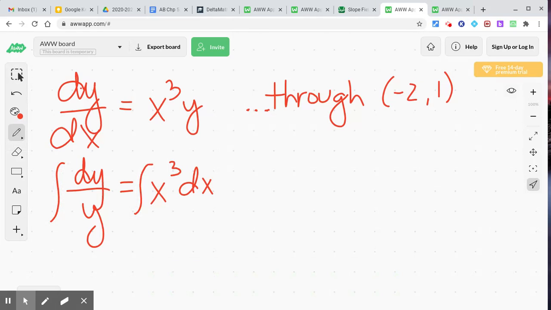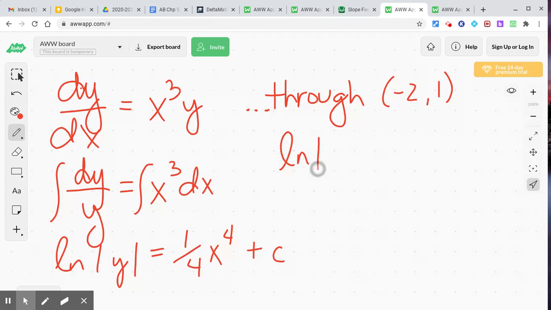On the left, I take the antiderivative with respect to y. I get the natural log of the absolute value of y equals, on the right-hand side, 1/4 x to the 4th. And remember, I'm going to put a plus c in on the independent variable side. So there's my general solution. Before I solve this for y or do anything else, I'm going to put in my x and my y right away. That's actually a spot where you can get some points on your AP test, just by plugging in your initial condition.